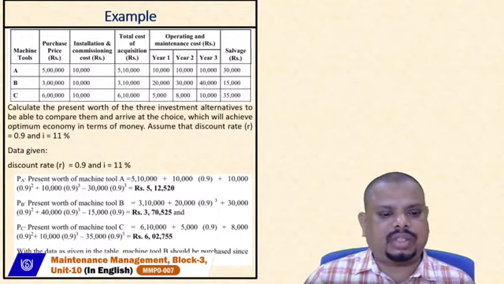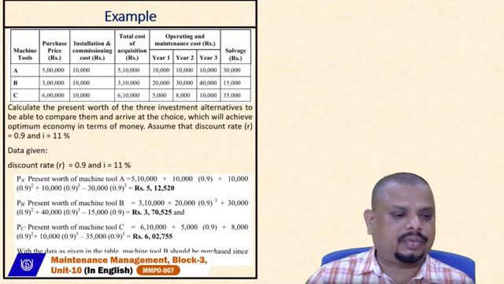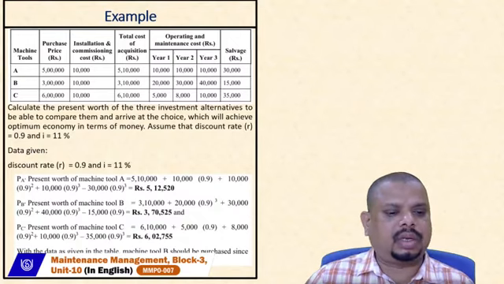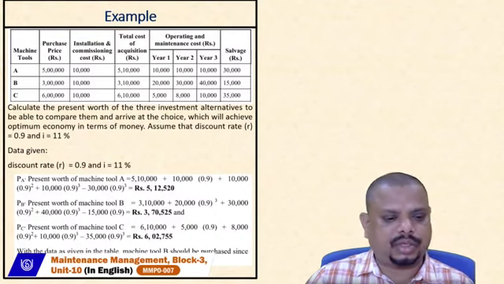Similarly, we calculate the present value for machine tool B. The capital cost is given as 3,10,000 plus 20,000 into 0.9, sorry, it is 0.9 only, plus 30,000 into 0.9 squared, then 40,000 into 0.9 cubed, minus 15,000 into 0.9 cubed, and that equals 3,70,520 rupees.